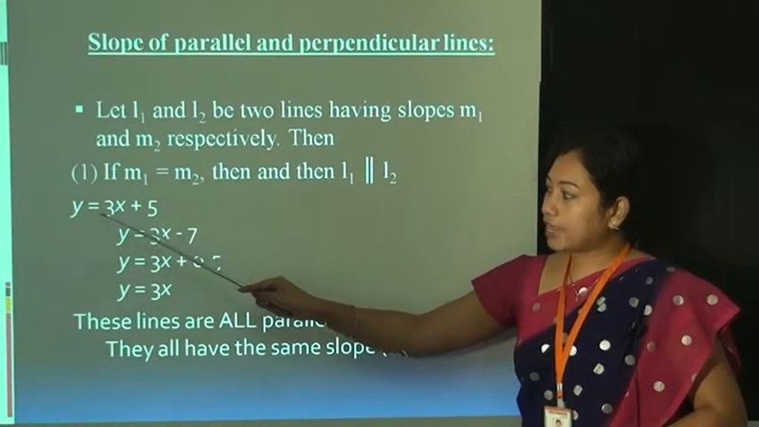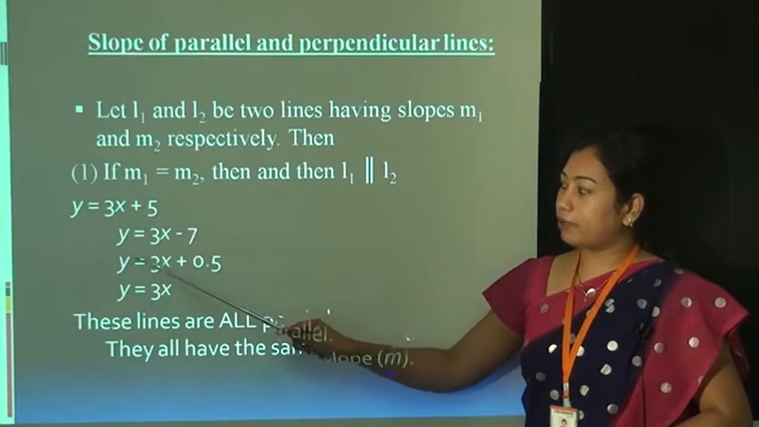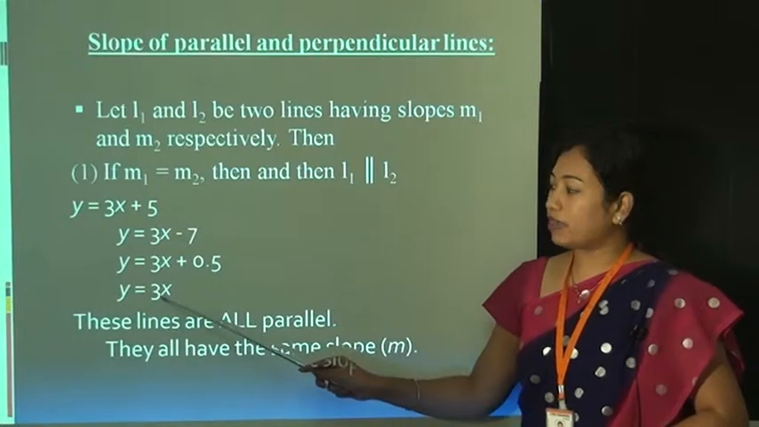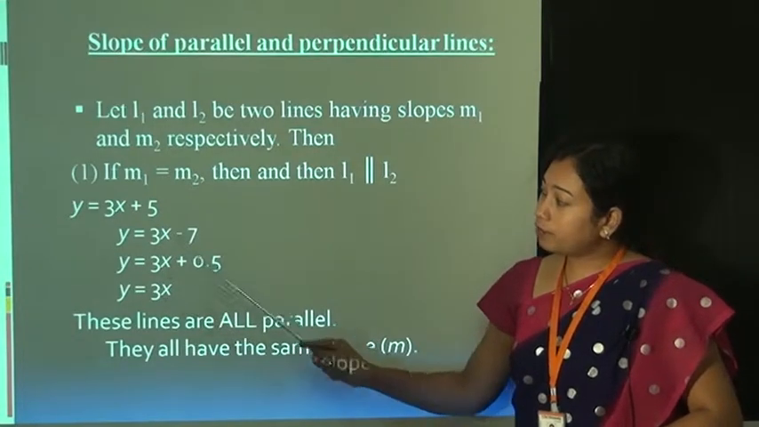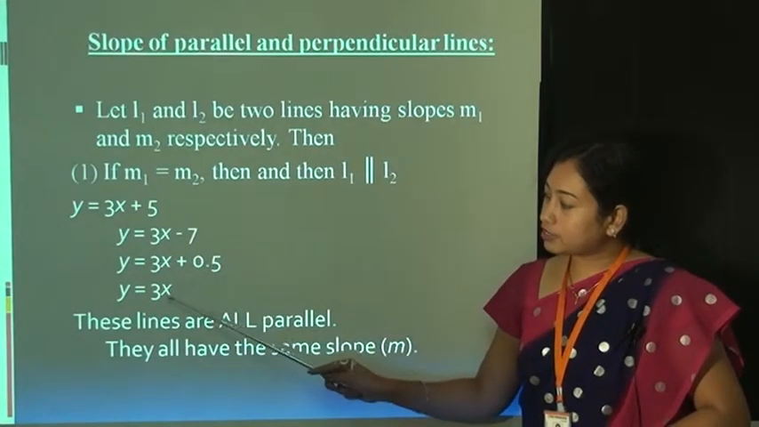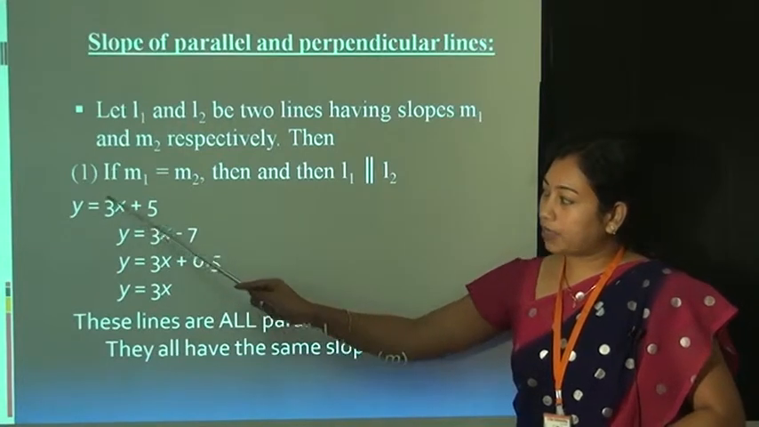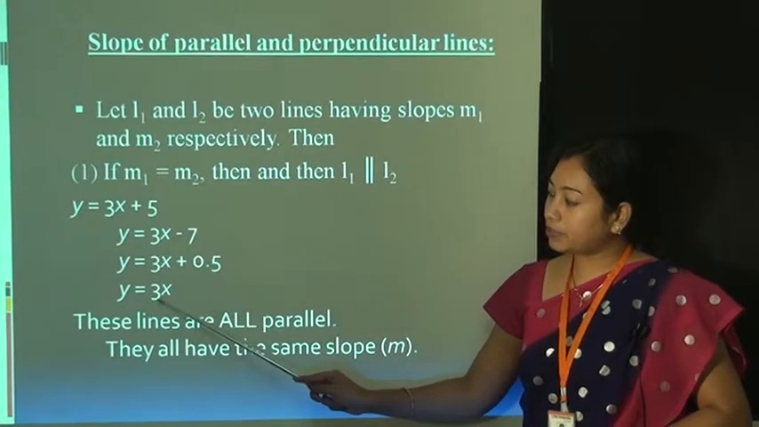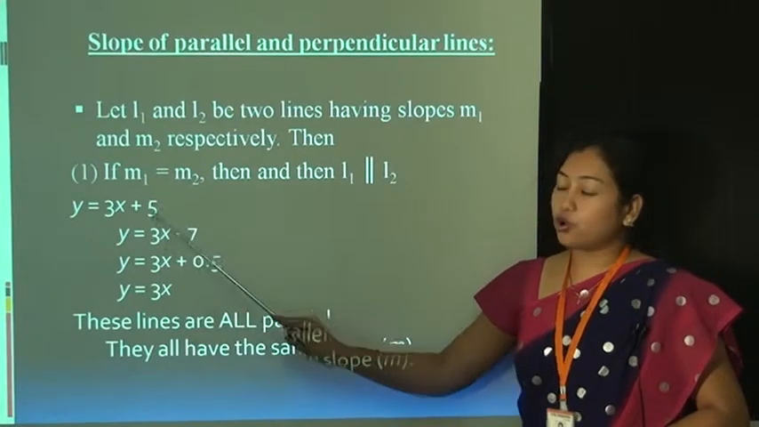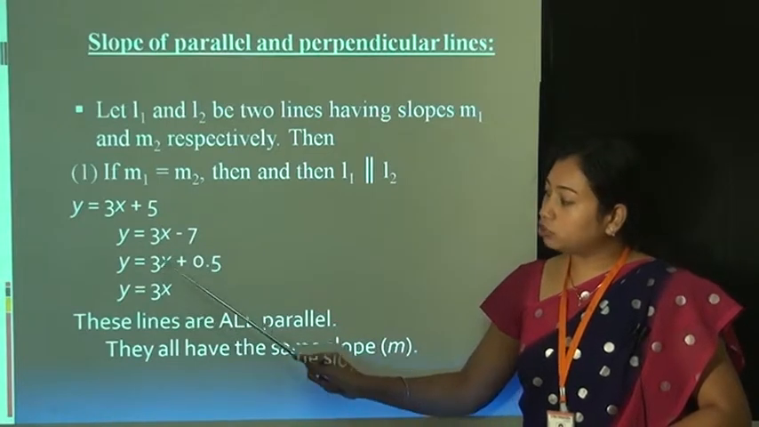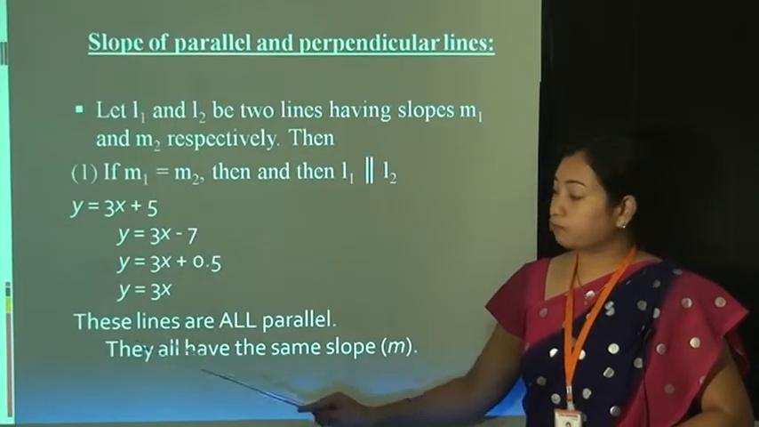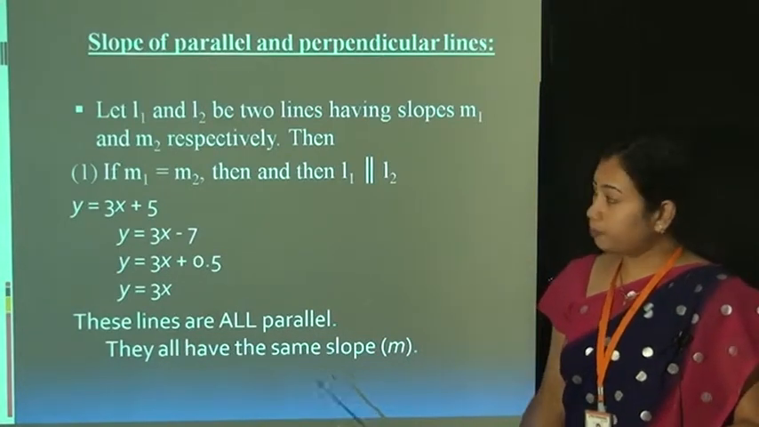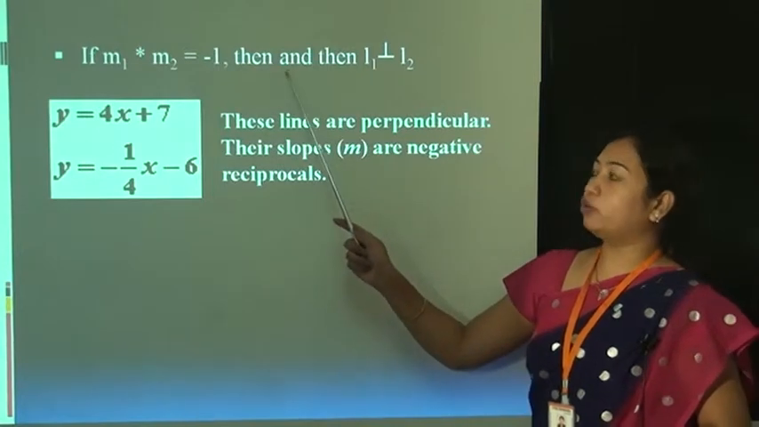Equal. So for example, y is equal to 3x plus 5, y is equal to 3x minus 7, y is equal to 3x plus 0.5, y is equal to 3x. You can see here ये सारे जो equations है सब में स्लोप की वैल्यू सेम है. यह स्लोप की वैल्यू है 3, यहाँ भी स्लोप है 3, यहाँ भी स्लोप है, यहाँ भी स्लोप है 3. तो ये सारी लाइंस जो होगी वो क्या होगी? पैरेलल, क्योंकि चारों लाइन का स्लोप क्या है? इक्वल. So these lines are all parallel, they have the same slope.